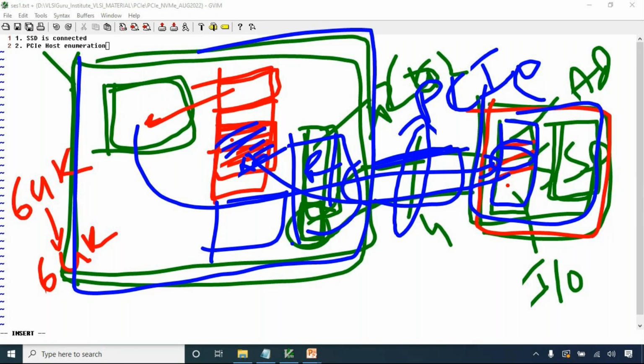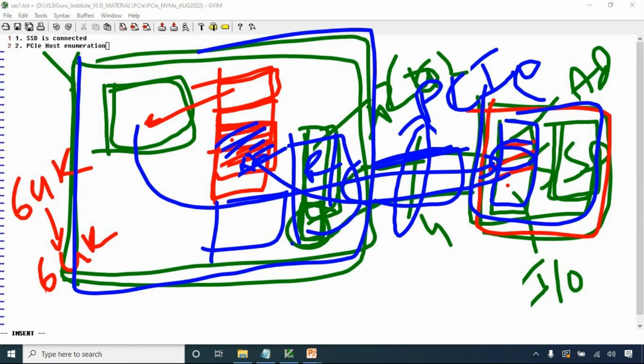Sorry to ask again. So what's the purpose of that configuration read? Is it to identify the device? Yes, configuration read is to identify the device. See, 256 bytes are there, and each configuration read can read 4 bytes. Yes, the configuration header tells everything about the device.